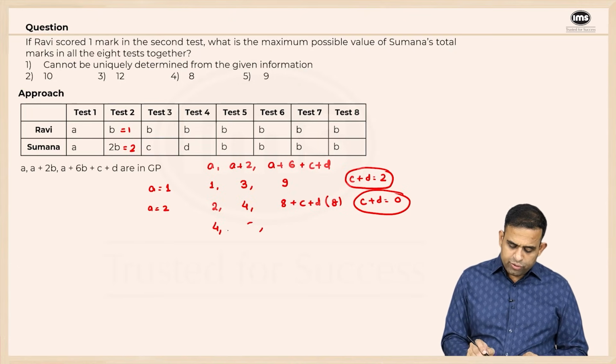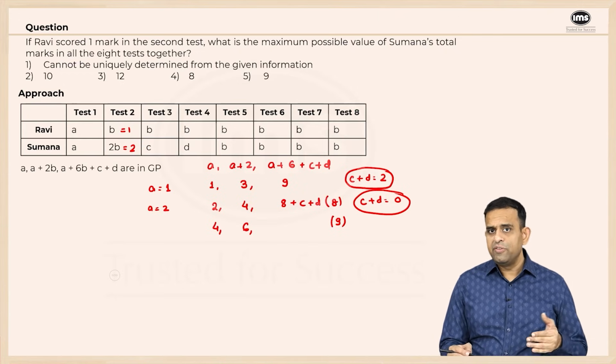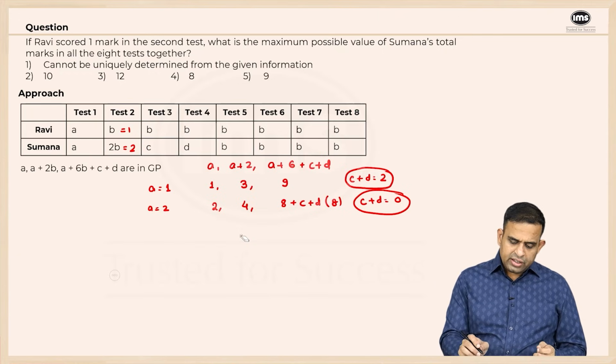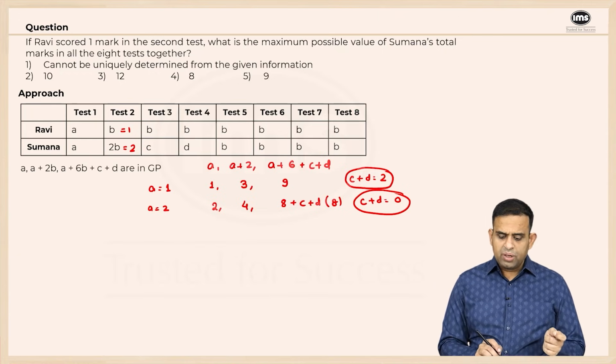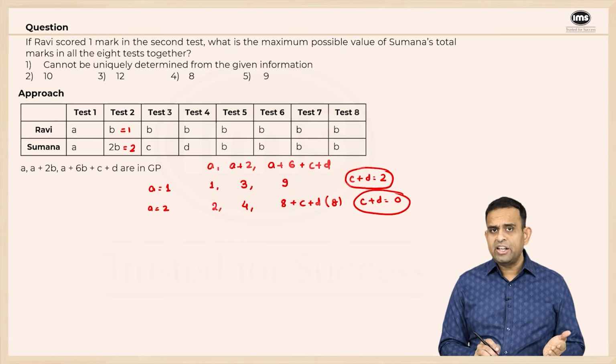If I put A as 4, this will become 6, this part will become 9, but you will get over here 10 plus C plus D as 9, giving you C plus D as -1, not working out. So what we are able to find out here, the question says what is the maximum possible value of Sumana's total score in all the 8 tests together.